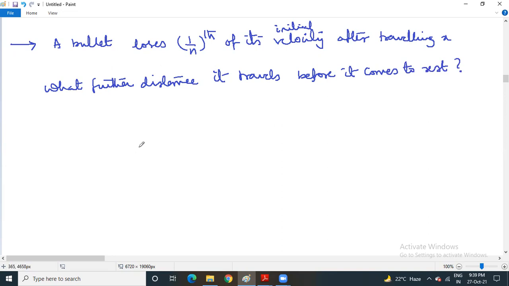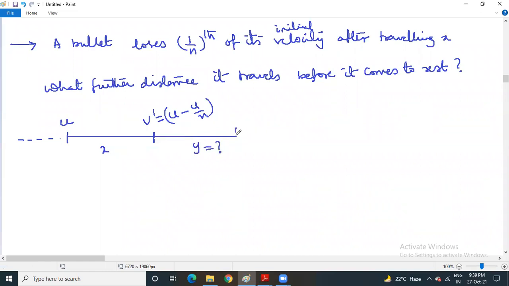So this is a question. Let us try to understand the question with the help of a diagram. Suppose that when the bullet comes to this point, it has velocity u. After traveling a distance x, it loses 1 by nth of its initial velocity. That means there will be a remaining velocity, which is the initial velocity minus the loss. The question is what further distance, y let us say, it travels before it comes to rest. So the final velocity is 0.